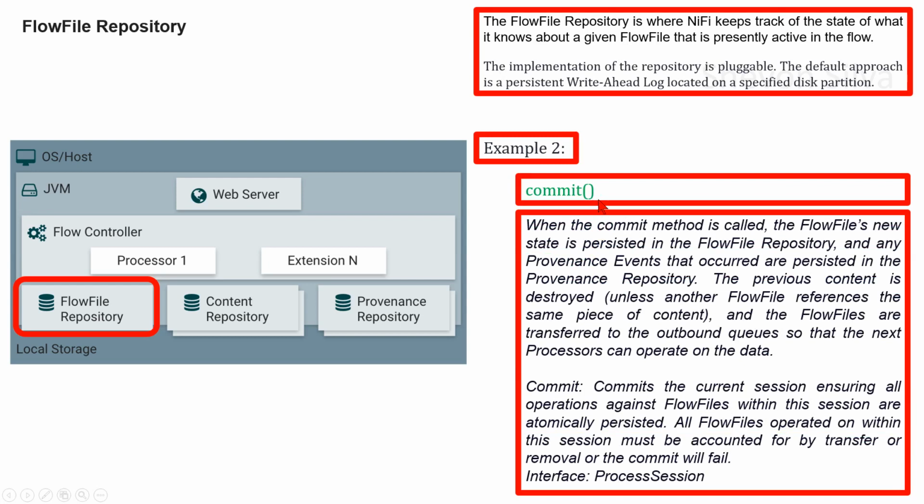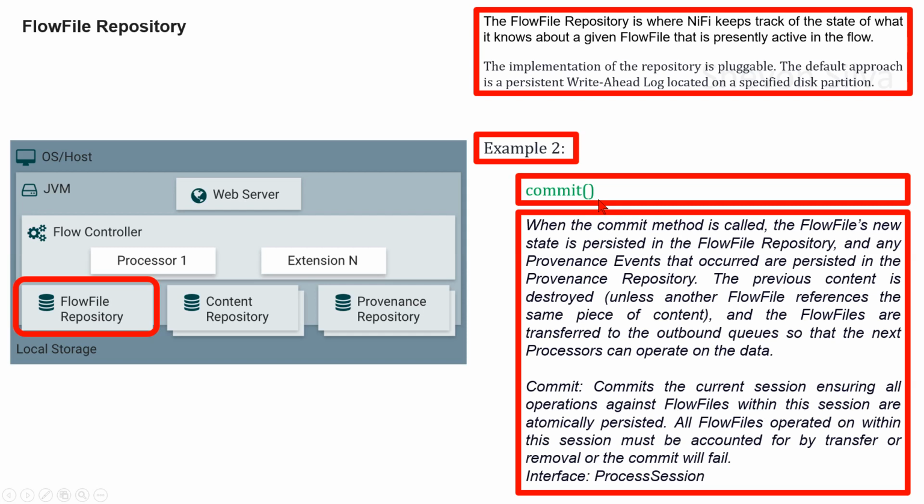As an example too, we can consider commit. When the commit method is called, the flow file's new state is persisted in the flow file repository, and any provenance events that occurred are persisted in the provenance repository. The previous content is destroyed unless another flow file references the same piece of content, and the flow files are referred to the outbound queues so that the next processors can operate on the data.